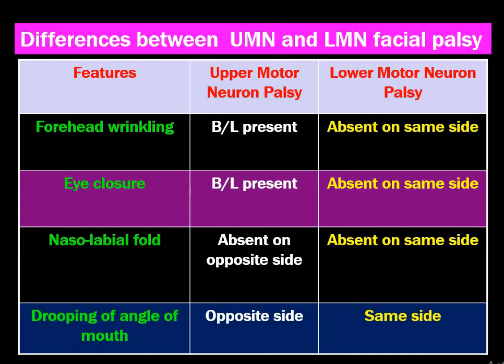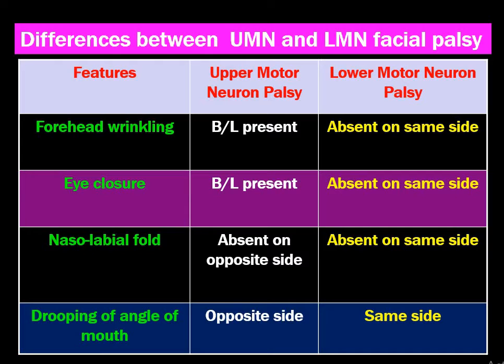How to differentiate between upper motor neuron and lower motor neuron facial paralysis? In case of upper motor neuron lesion, there will be bilateral forehead wrinkling, bilateral eye closure, absence of nasolabial fold on the opposite side, and drooping of angle of mouth on the opposite side.